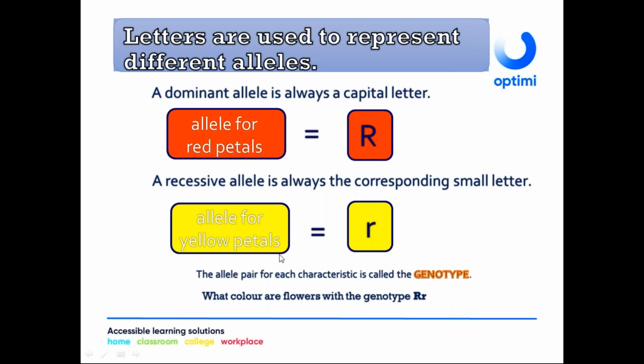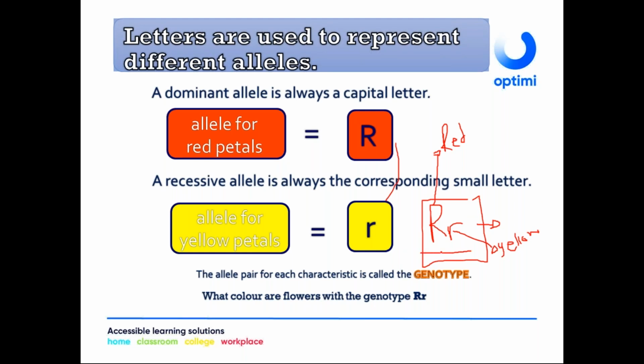So this means the genotype for this flower would be Rr. This is what the genotype of this flower will be. If we were to pair them together, this is what the genotype would be. Okay? Big letter R standing for red and dominant, small letter r standing for yellow and recessive. Remember, the dominant allele is the one that we observe in the phenotype. It's the one that we observe from the outside.